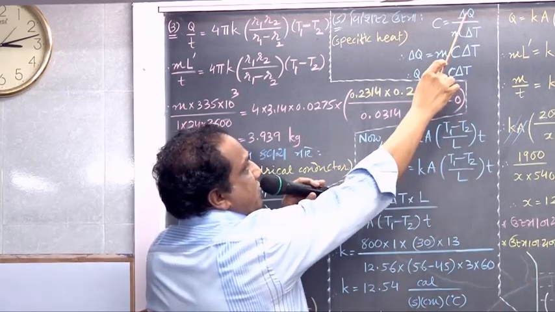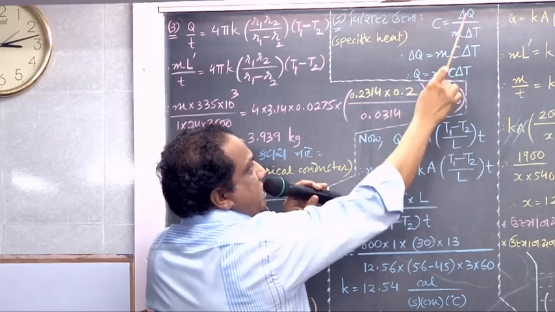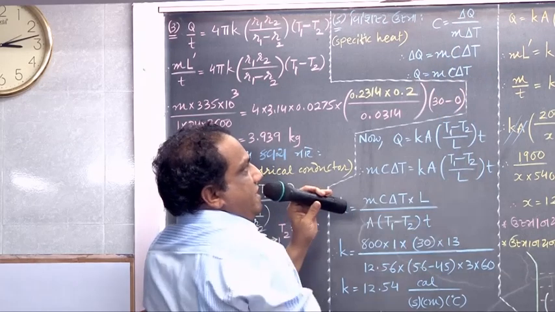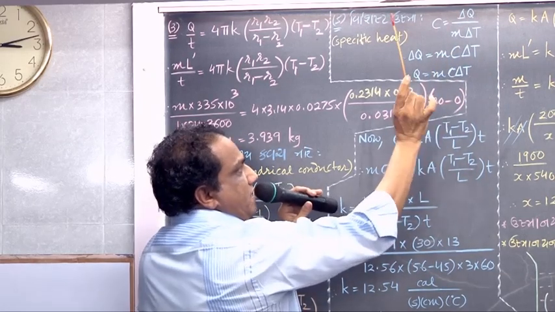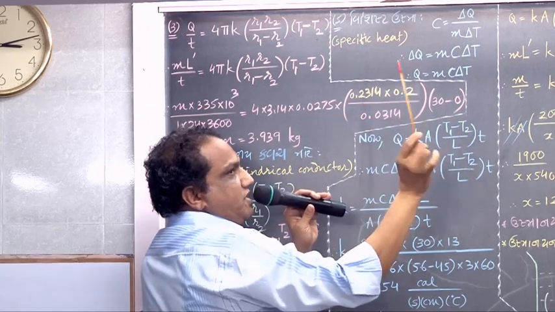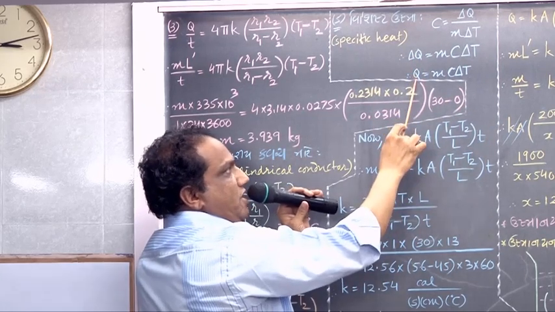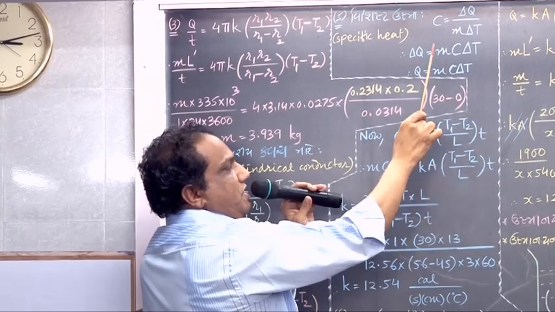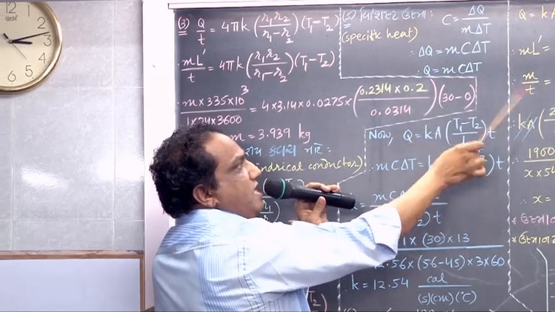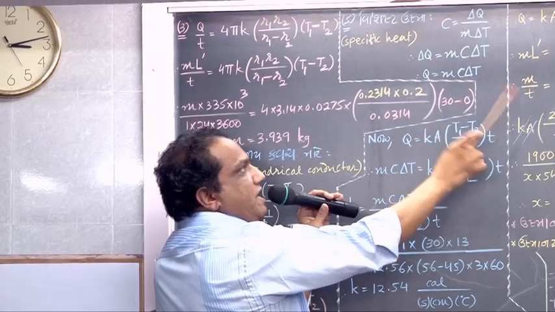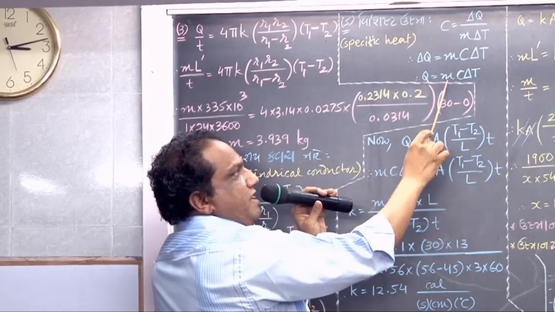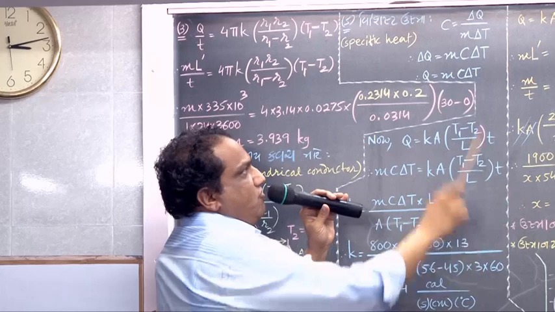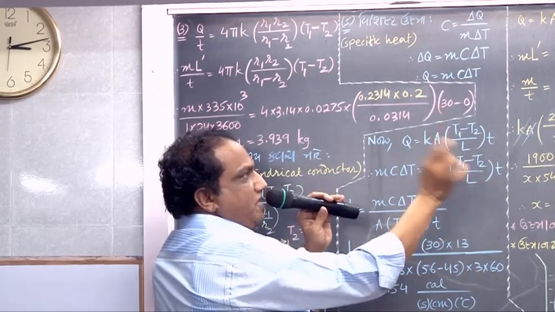Find out delta Q from here, transfer this. Delta Q will be MC delta T. Now instead of delta Q, I just make a change of symbol. Suppose I write only Q, no problem. Ultimately it is the amount of heat energy required to increase the temperature of m gram of mass by delta T degree centigrade, which is MC delta T, where C is called specific heat.